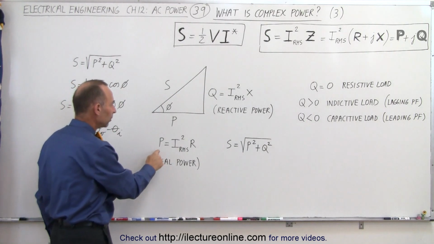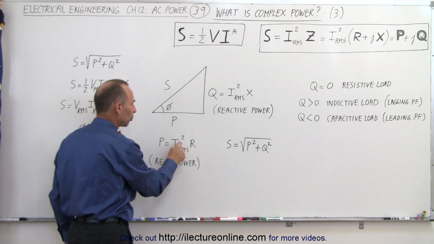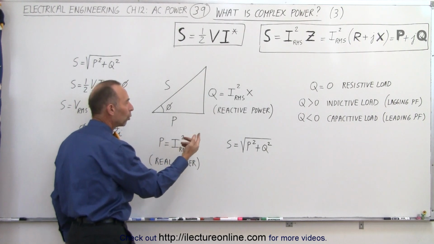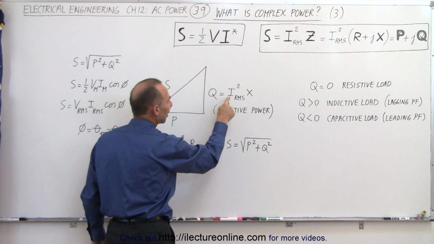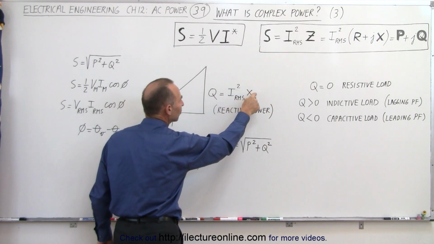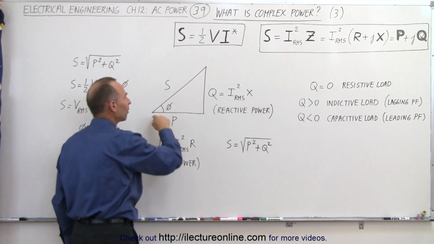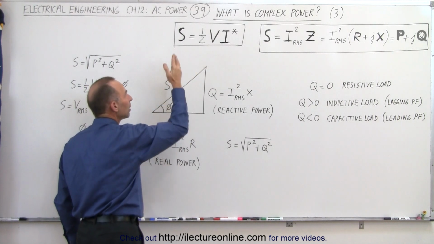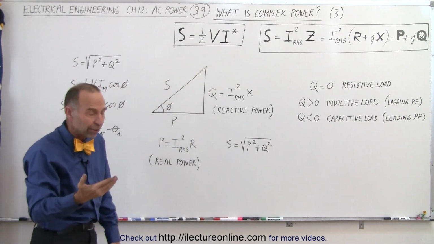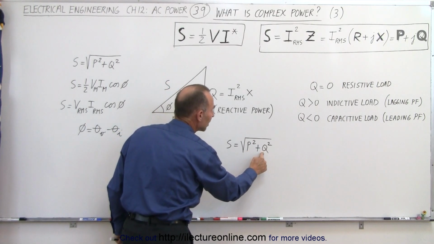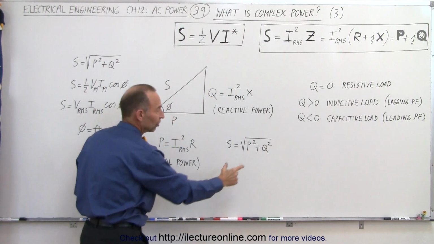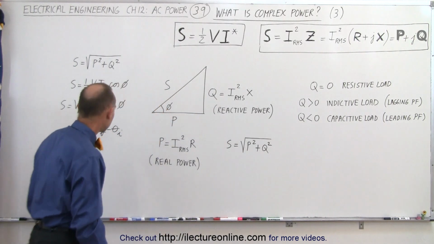We can calculate the real power by taking the RMS current squared times the resistor, or we can find the reactive power by taking the RMS current squared times the reactance. Notice that the magnitude of the complex power, which is the apparent power, is equal to the square root of the real power squared plus the reactive power squared. And of course, these are the magnitudes of those.